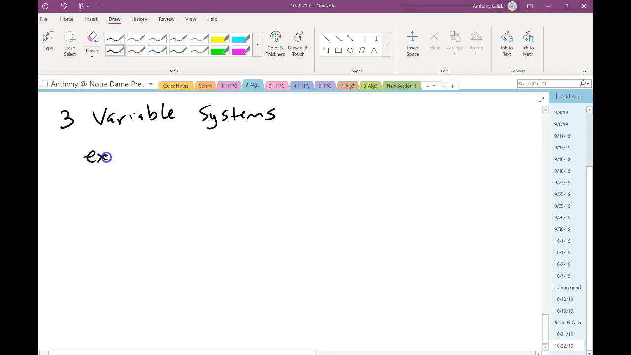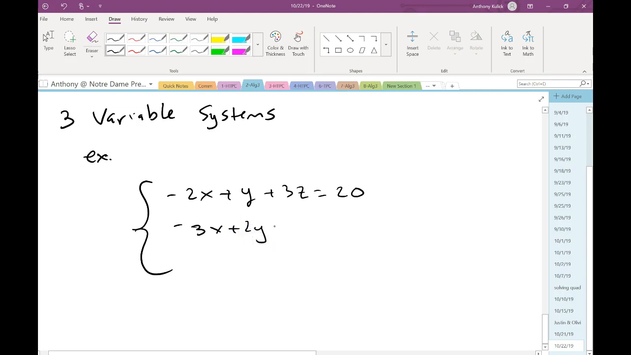So an example of a three-variable system could be something like negative 2x plus y plus 3z equals 20, and then negative 3x plus 2y plus z equals 21, and then positive 3x minus 2y plus 3z is equal to negative 9.